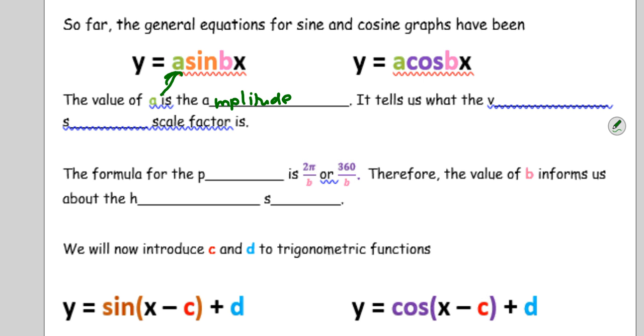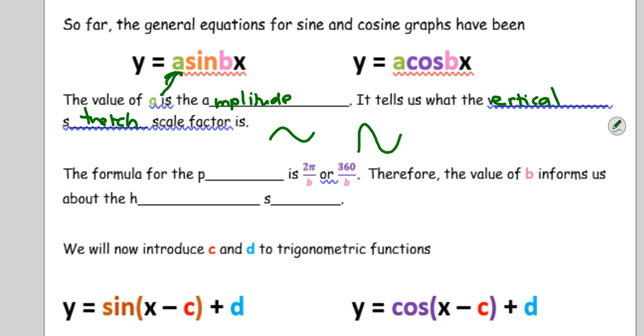It tells us what the vertical stretch scale factor is. You know when we said 3x squared, that means a vertical stretch of scale factor 3. If you have a regular sine x graph and you make it 3 sine x, it's the same width, it's just vertically stretched up and down. It's just a number multiplied out the front.